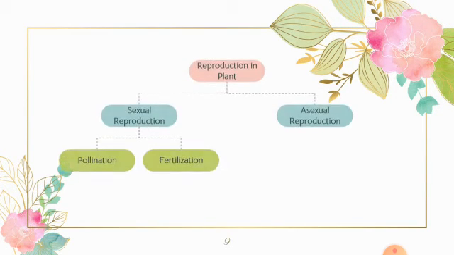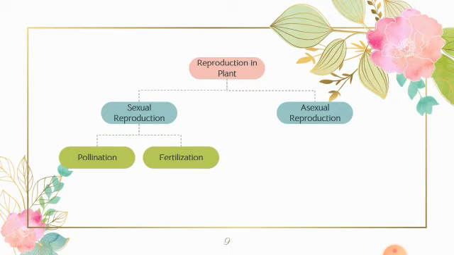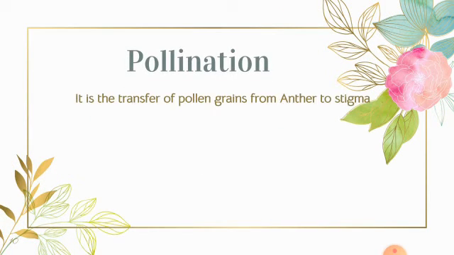The plants reproduce sexually or asexually. The sexual reproduction has two steps, which are pollination and fertilization. The pollination is transfer of the pollen grain from anther to stigma.